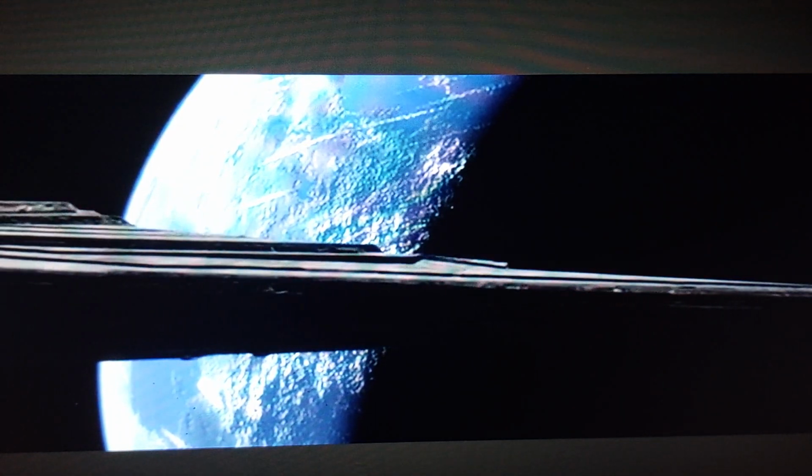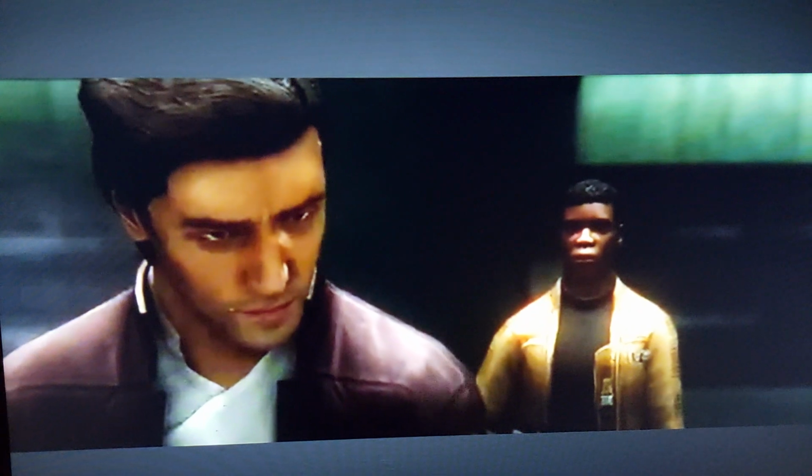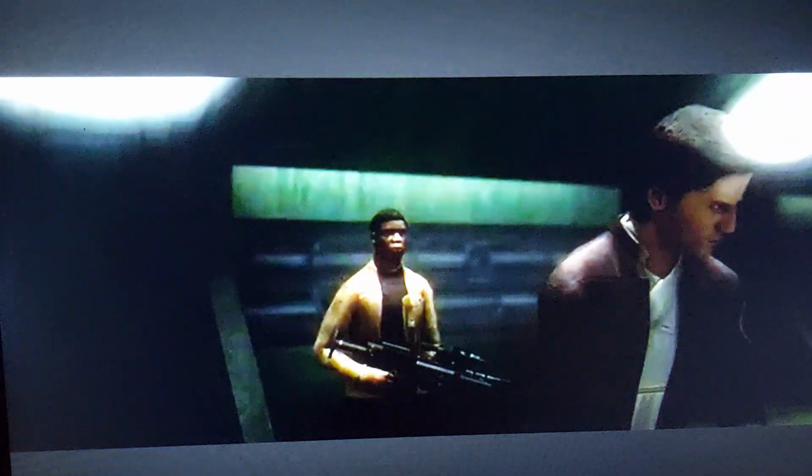But this is basically the First Order looking for the Resistance. Finn, I'm going to give you some spoilers, okay? Leia Organa does not slap Poe. Hey, Finn. She does not slap Poe Dameron. Thank God for that.